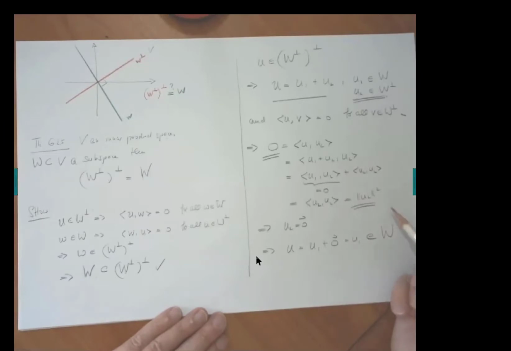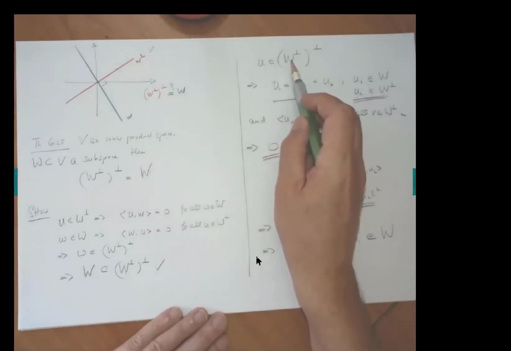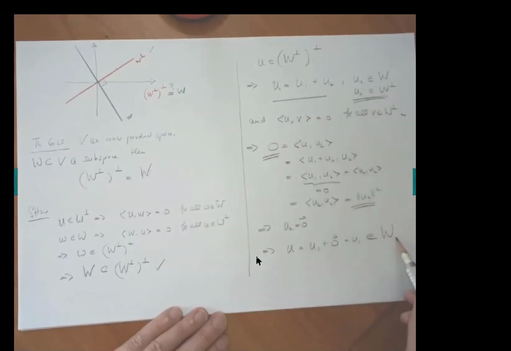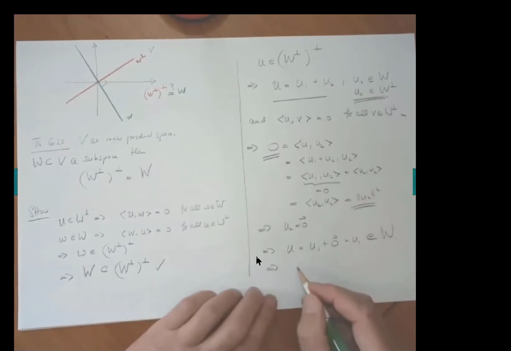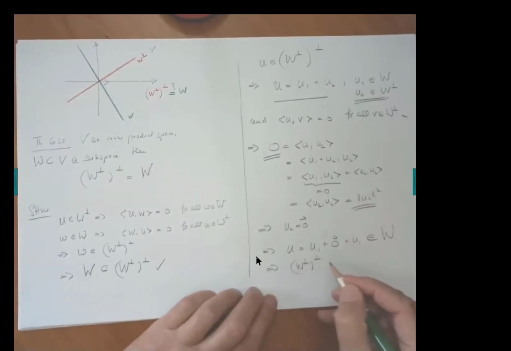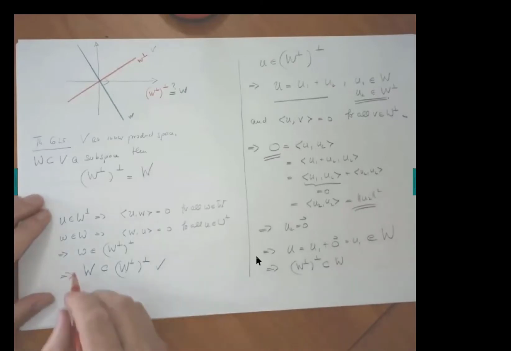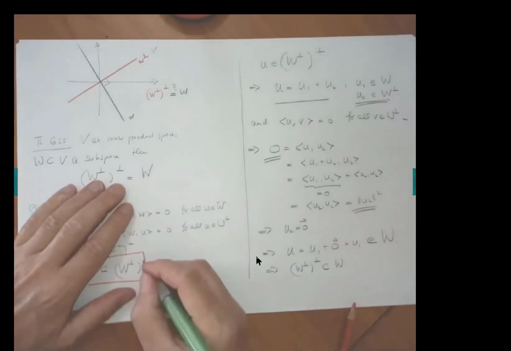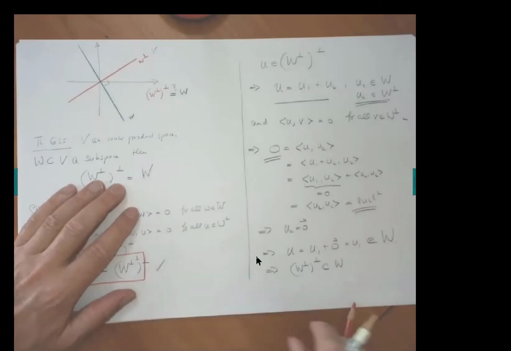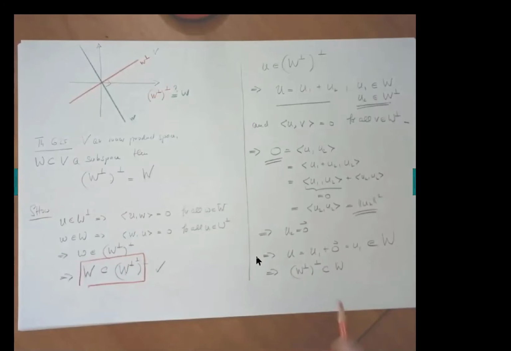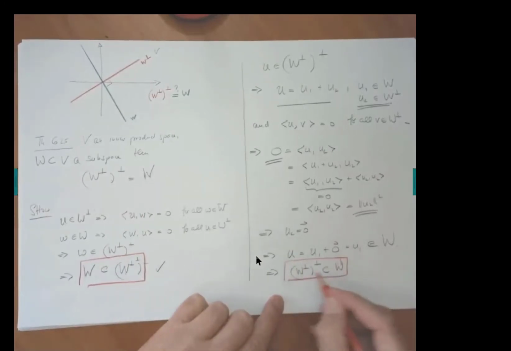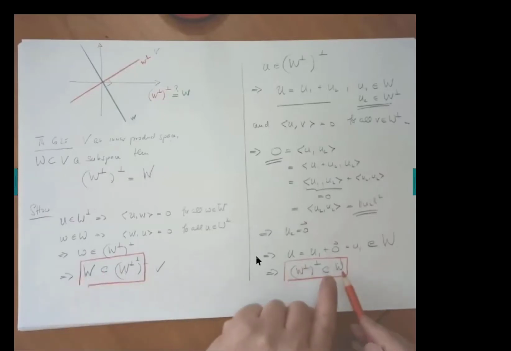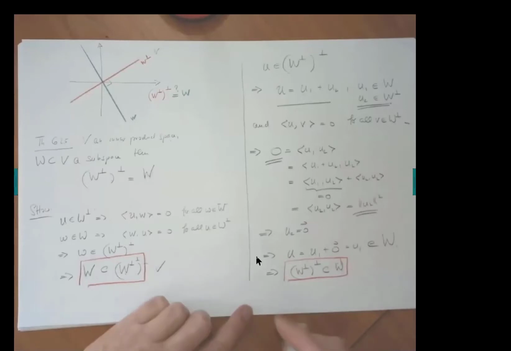So now what did we show? Every element in W complement complement is an element of W. So that implies W complement complement is a subset of W. So now we have W as part of W complement complement, and then we have W complement complement as part of W. So the two sets are the same. Therefore, W is equal to W complement complement.